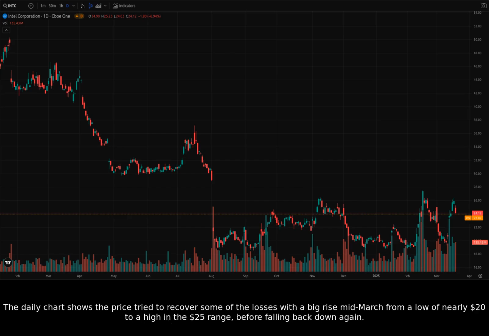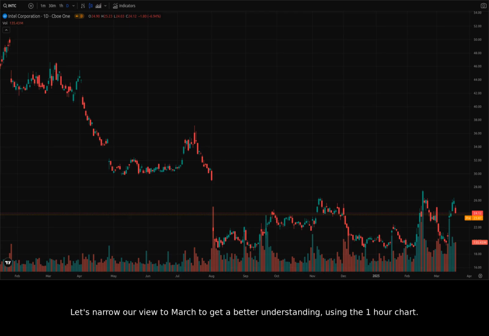The daily chart shows the price tried to recover some of the losses with a big rise mid-March from a low of nearly $20 to a high in the $25 range, before falling back down again. Let's narrow our view to March to get a better understanding, using the 1-hour chart.